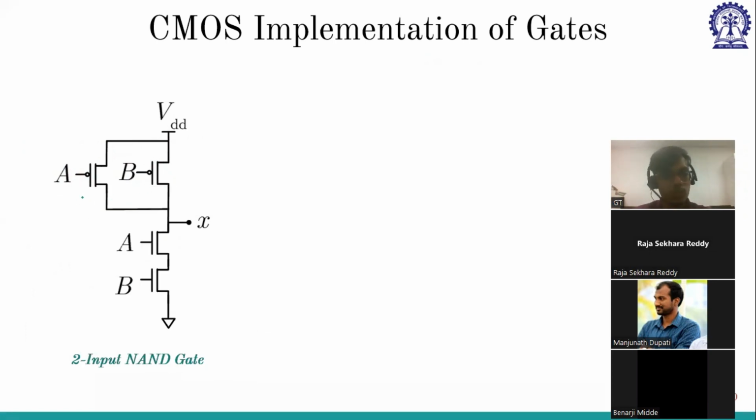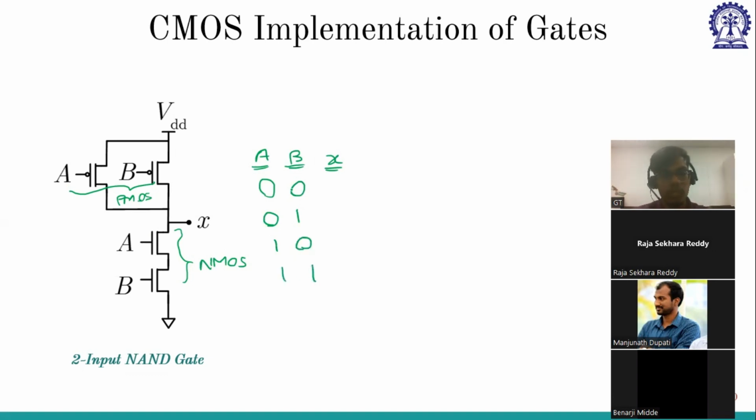So these two are PMOS, and these two are NMOS. So let us draw the truth table A, B, X. If A and B both are 0, what is X? If 0, 1, what is X? 1, 0, what is X? 1, 1, what is X?